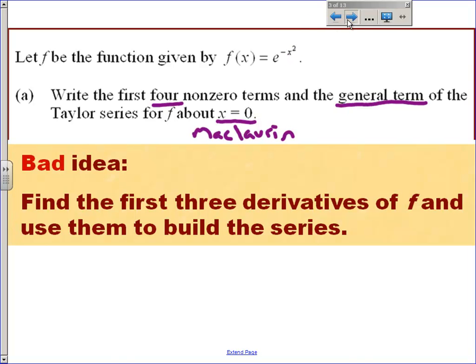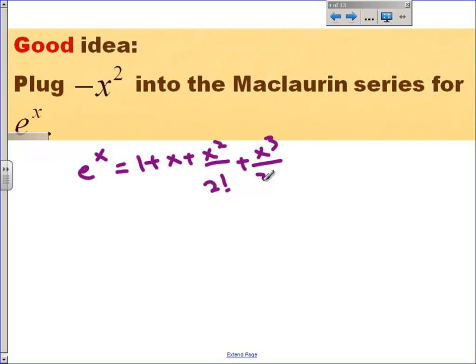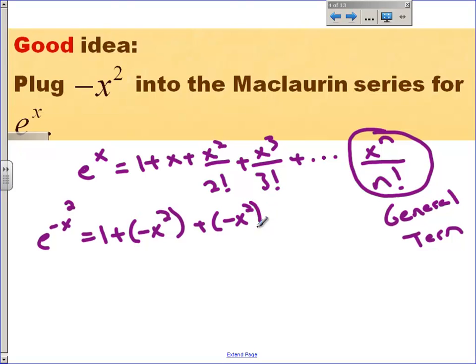What you want to do here is take your series for e to the x, which is 1 plus x plus x squared over 2 factorial plus x cubed over 3 factorial plus dot dot dot all the way out to x to the n over n factorial. This is called the general term. And what we're going to do is plug negative x squared in for all of those x's. So e to the negative x squared would equal 1 plus negative x squared plus negative x squared squared over 2 factorial plus negative x squared cubed over 3 factorial.